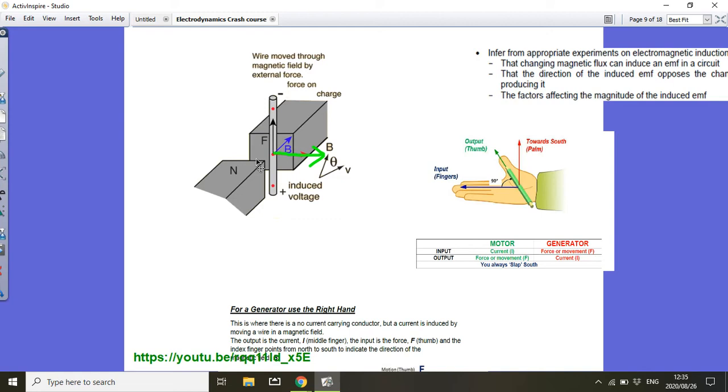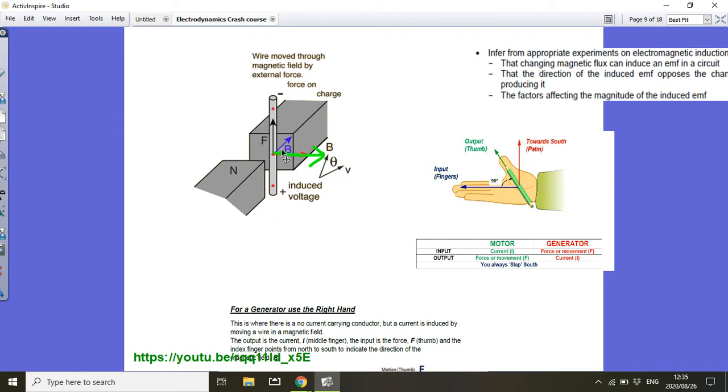Your fingers will go in the direction of the green because the input this time is the force or the movement, and it makes you think about the energy conversion. So you're taking your fingers in the direction of the green. Please do it while I'm talking through it. So point your fingers in the direction of the green line. You are slapping from north to south, and that will give you your thumb as your output, and that will give you the direction of the current from positive to negative.